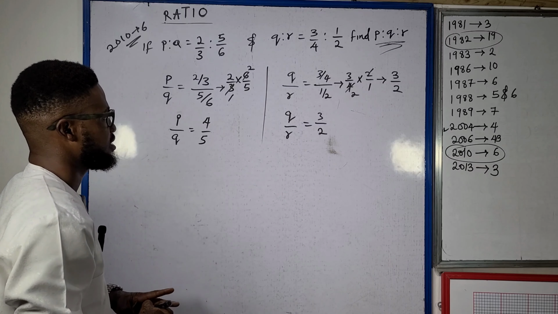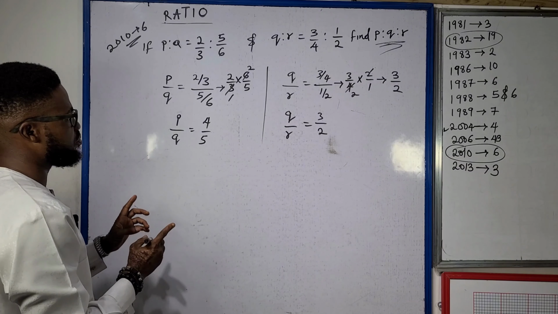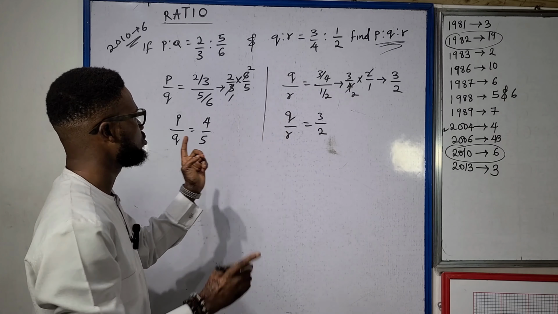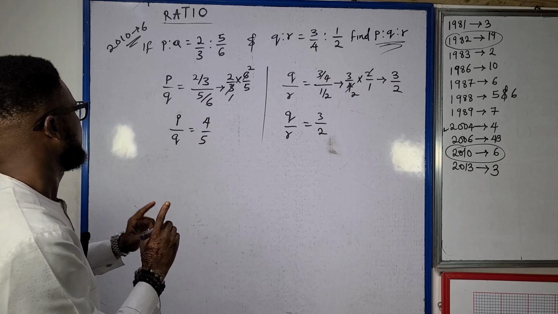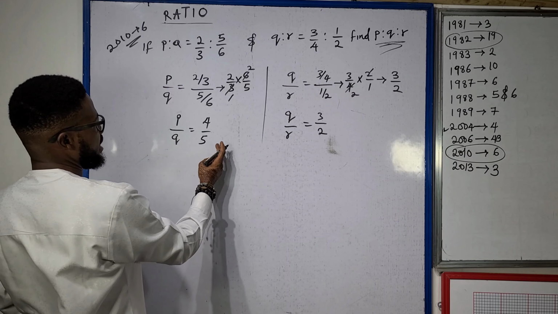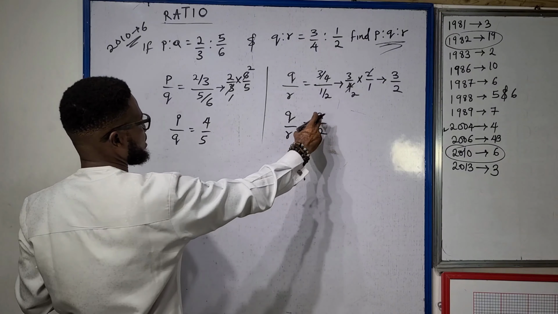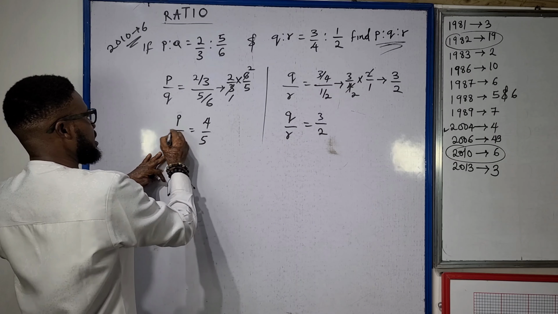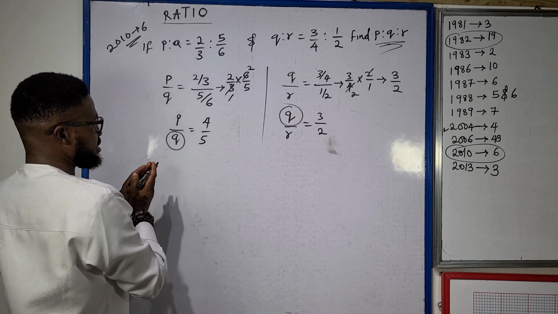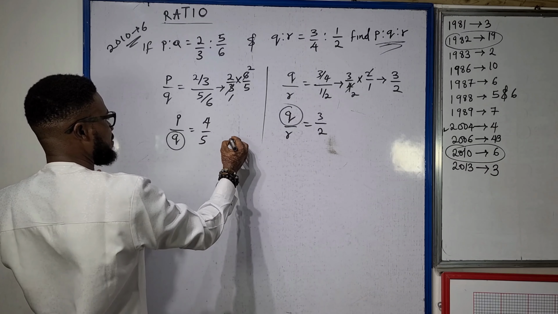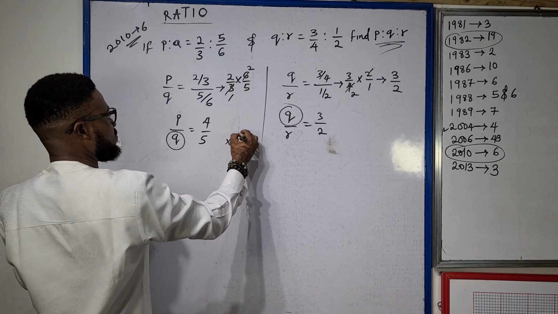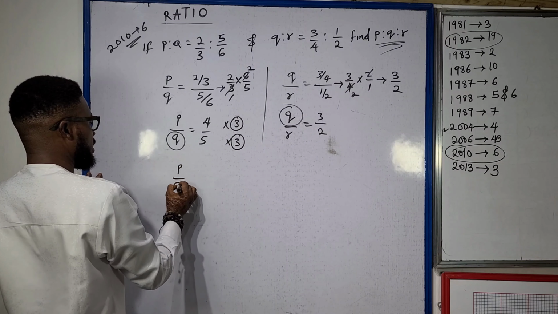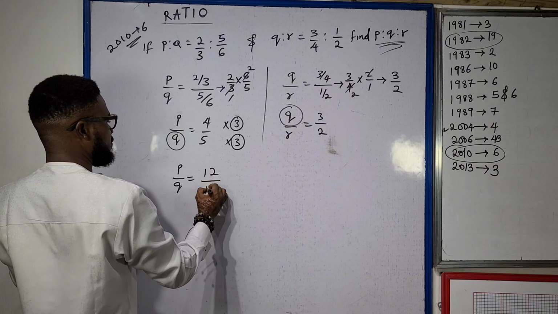Now when we look at this, there is a point here where we can make Q and this Q to be the same. So if I multiply this by 3 and I multiply this by 5, that way I would have been able to make the Q that I have in here and the Q that I have in here to be the same. So if I multiply this by 3, then I have to multiply this by 3 as well. So that P over Q will mean 12 over 15.